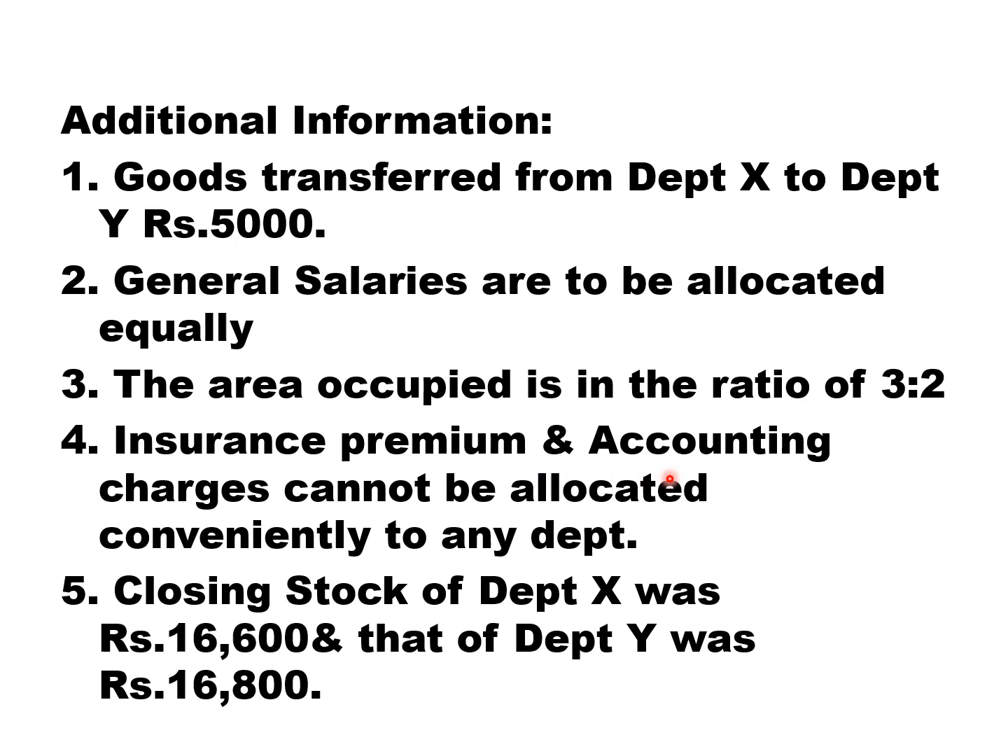Insurance premium and accounting charges cannot be allocated. So it will come in general PL account. Closing stock of department X was 16,600 and that of Y is 16,800. So closing stock will come in trading account.